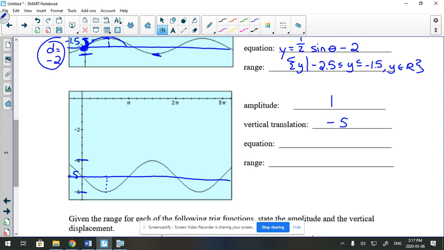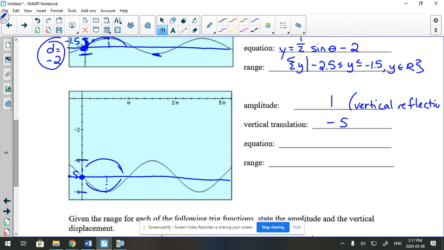But what I also notice is it's going to be a sine graph because the first point's right on my midline, which is great. So I know it's a sine graph, but if you notice, it's starting by going down instead of going up. It typically goes up here. That means it's been reflected. It's been flipped upside down. So that means I have a vertical reflection.